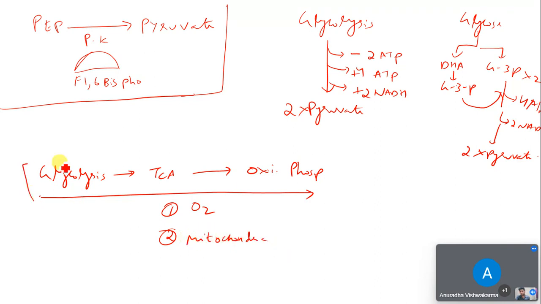We know that glycolysis occurs in the cytoplasm. Where does the TCA cycle occur? The TCA cycle is further oxidation of pyruvate to carbon dioxide, making more reduced electron carriers. It occurs in the matrix of mitochondria.